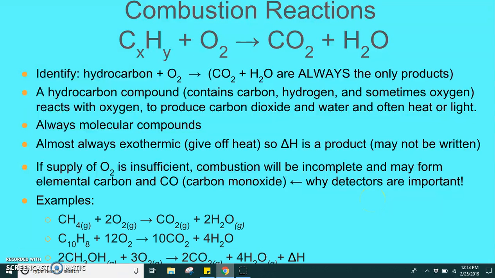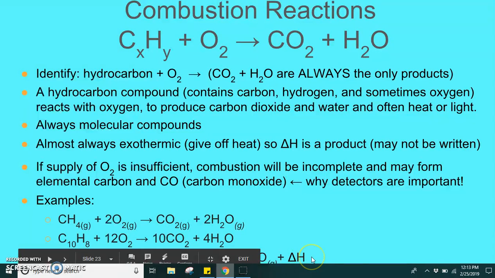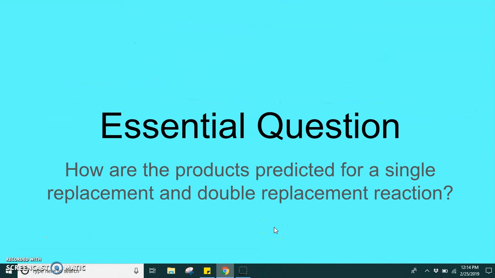So some examples: methane plus oxygen gas gives you carbon dioxide and water, or C10H8 plus oxygen gas gives you CO2 and water. And then the last one, we have the CH3OH, so it's going to have some oxygen in it, plus more oxygen when it's burning, gives you carbon dioxide and water. And they're showing heat as a product on this reaction side, and that's okay. Just putting that heat is being produced. But you can see that these are all hydrocarbons reacting with oxygen to produce carbon dioxide and water. So that's the end of identifying reaction types.